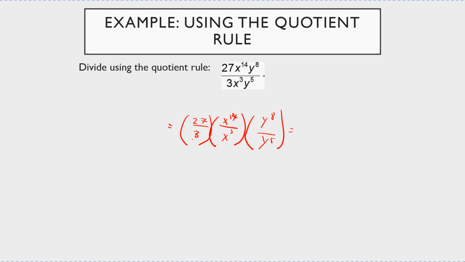So now just tackle it piecemeal, right? What is 27 divided by 3? Well, that's just 9. All right, x to the 14 divided by x cubed. Well, you're going to subtract the exponents, right? So this is 14 minus 3. And then you're going to do the same thing with the y's. This is y to the 8 minus 5. So this just simplifies to 9, x to the 14 minus 3 gets me 11, and 8 minus 5 gets me 3. So again, it's just following the rules. Just direct application of the rules here.